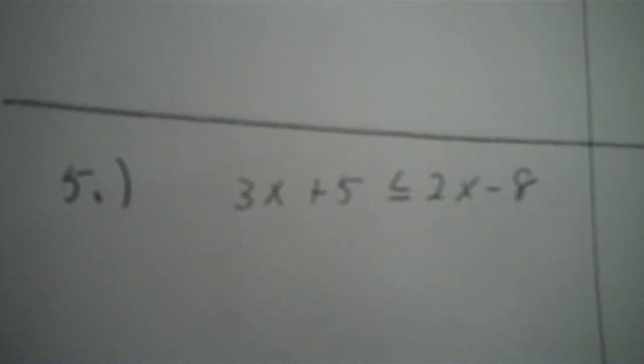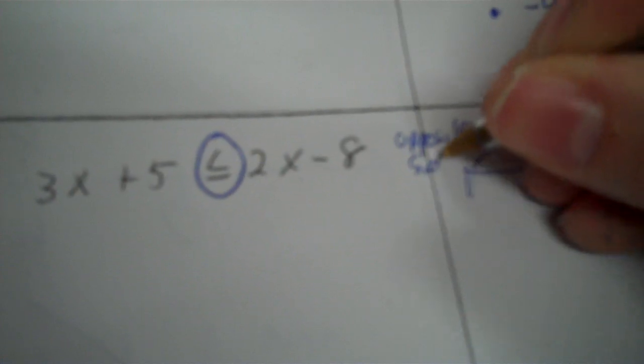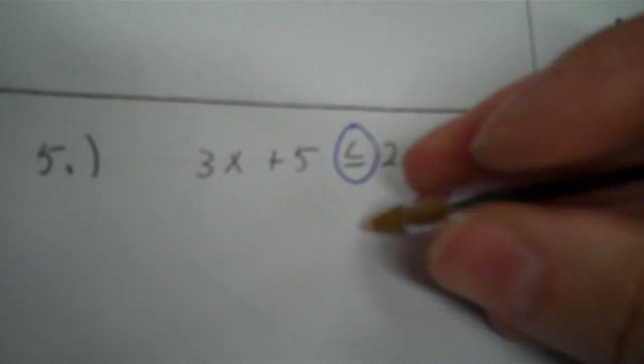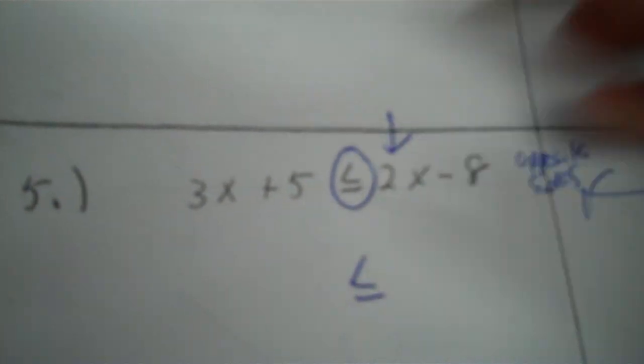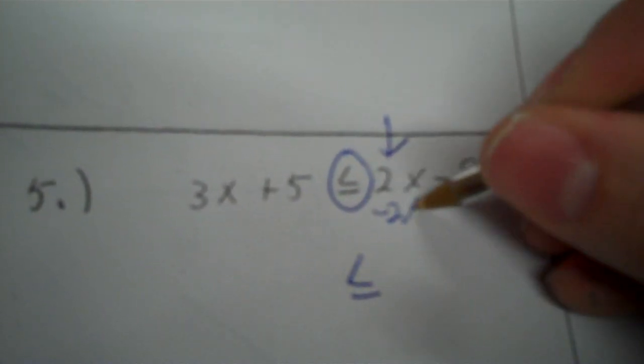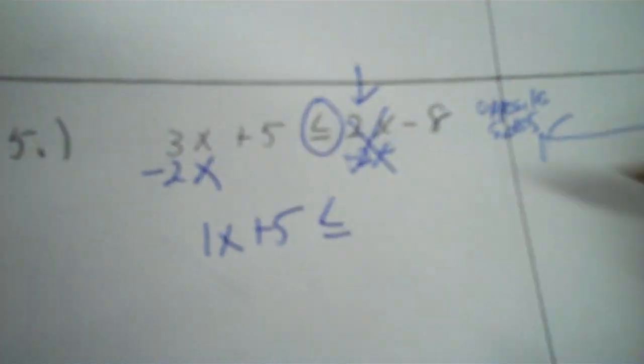Okay, number 5, we got 3x plus 5 is less than or equal to 2x minus 8. So you have like terms of x, they're on opposite sides. When you're combining your like terms of x, the sign stays the same. If they're on opposite sides, you take out the smaller x. So you're going to minus 2x and minus 2x from 3x. So that's 1x plus 5 and then negative 8.